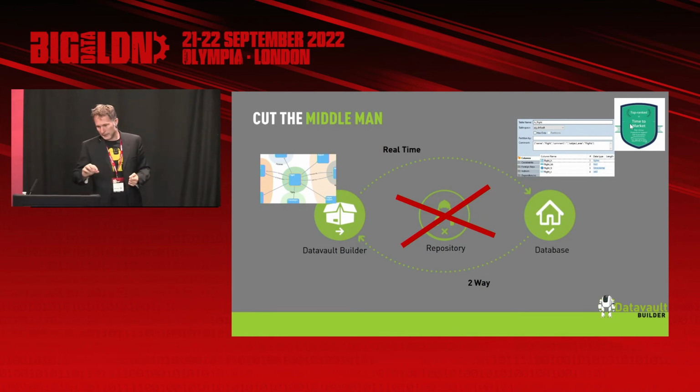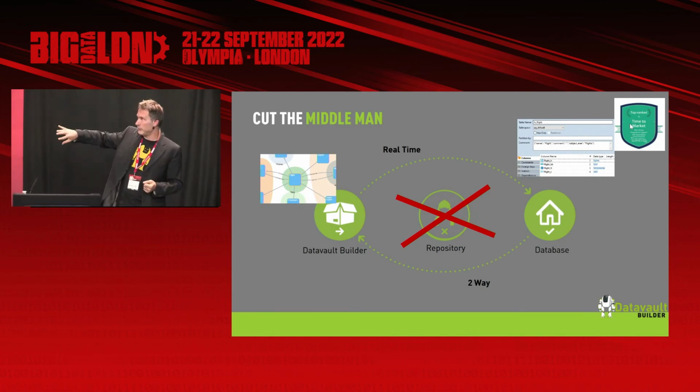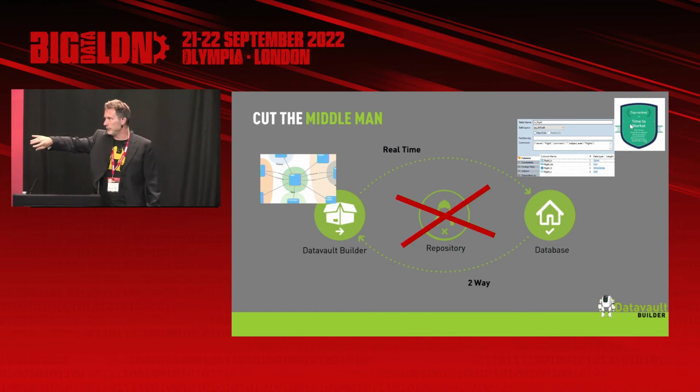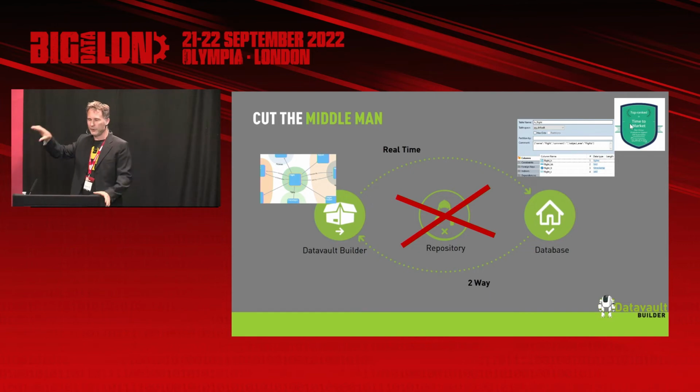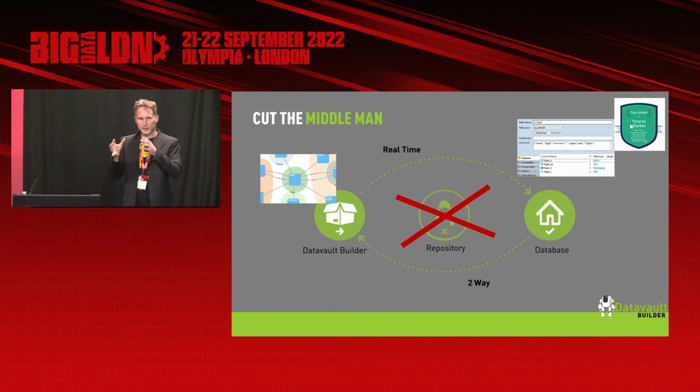And in our case, we have removed the repository from the equation. So this means that if you are working in the Datavault Builder, we're storing all the metadata in the database, and we're storing the structures in the database, and we are storing the data in the database as well. So everything is located in the database. So the database as such is our working folder.